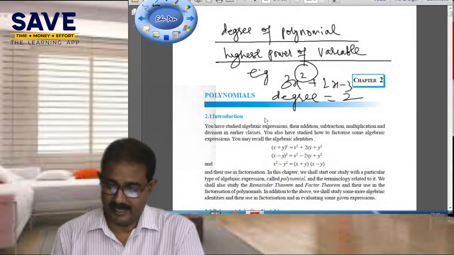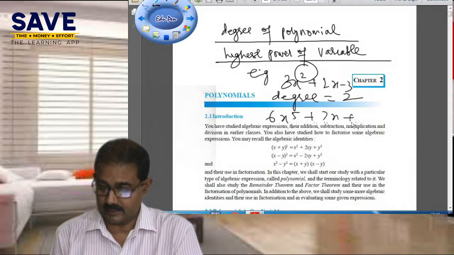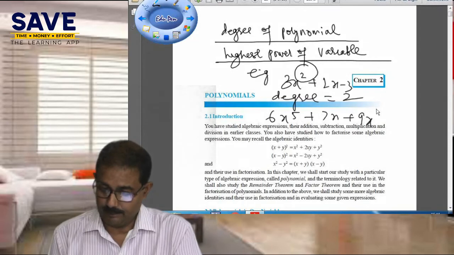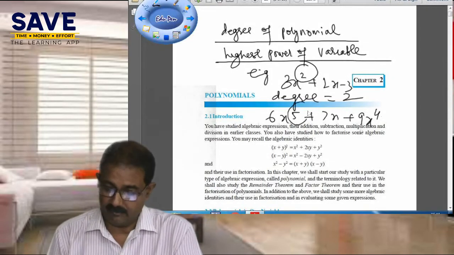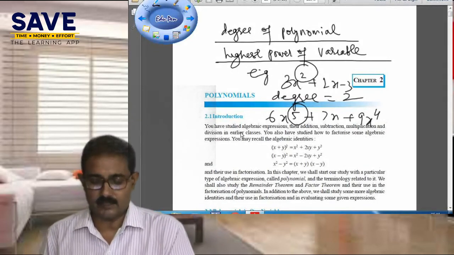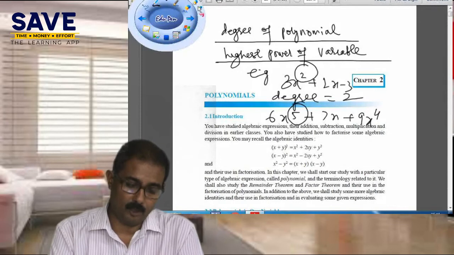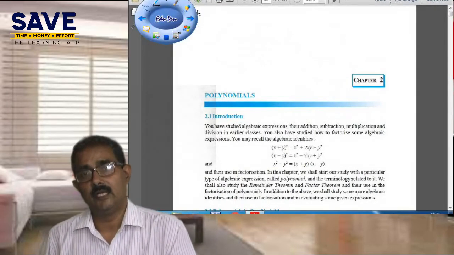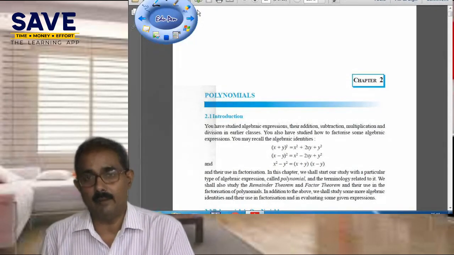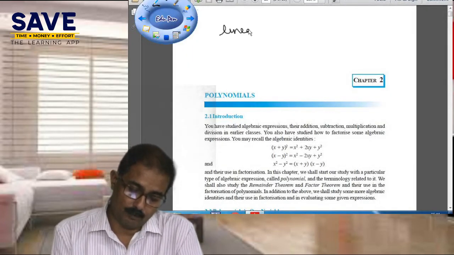And if it is 6x raised to power 5 plus 7x minus 9x raised to power 4, the highest power is 5, so its degree is 5. The value of the highest power is known as the degree of the polynomial, and based on the power of the variable, the first type is linear polynomial.